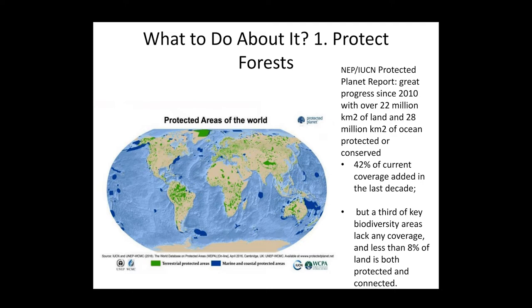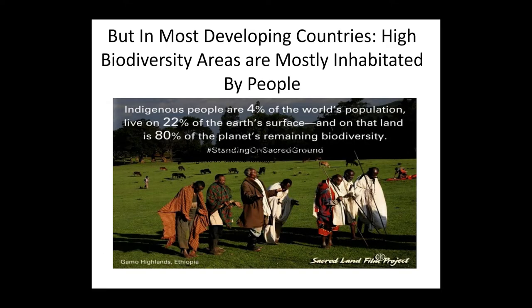But there are still many important, highly biodiverse areas which are not covered by protected areas. It's less than 8%, I think that number is actually a little low, but that says 8% of land is both protected and connected. It's very important, because it expands their utility if there are corridors between protected areas. But the other problem with establishing strict protected areas, where you're trying to keep people out, is that in most of the developing world there are people living in the highly biodiverse areas.